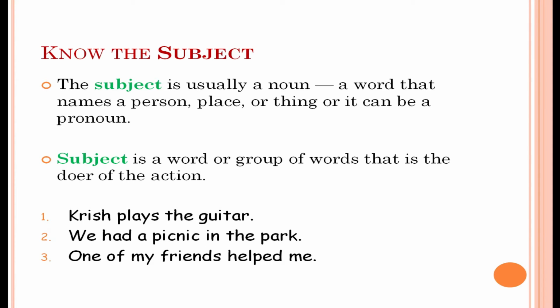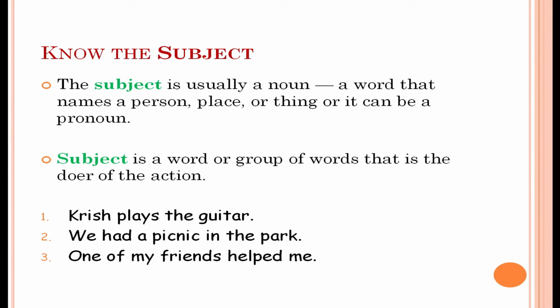On the basis of these 2 identification rules which I gave to you, just try to find out the subject in these 3 sentences. Sentence number 1: Krish plays the guitar. We had a picnic in the park. Because it's a matter of the past. In the current scenario, we cannot, or rather we should not have picnics. Well, sentence number 3 is: one of my friends helped me.